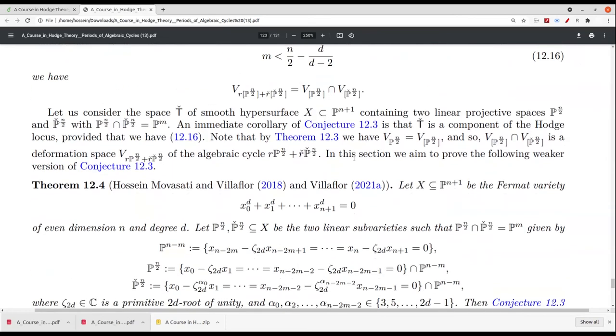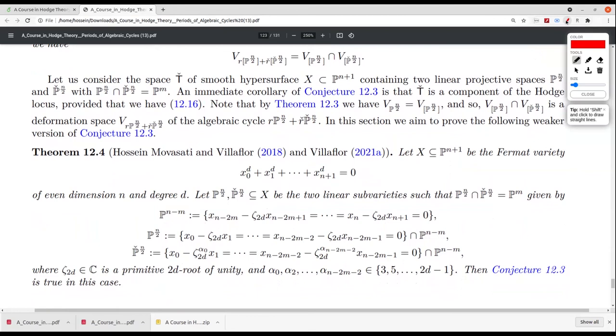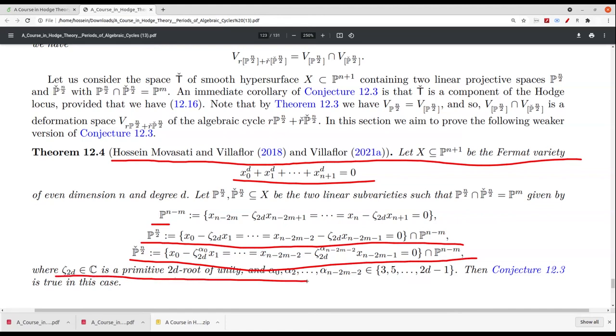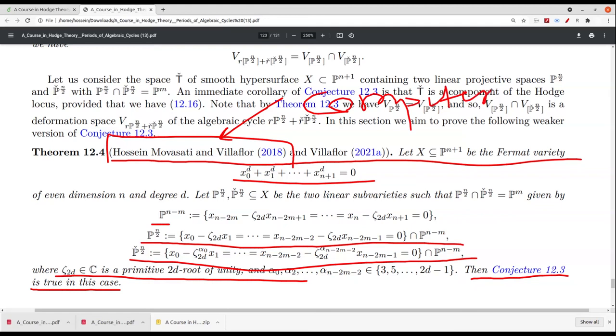So what is the next result? Okay. Taking Fermat, Fermat has a lot of linear cycles. In our case, we have taken these linear cycles, which intersect in some P^m, where zeta_2 are primitive roots of unity. So we can prove the conjecture 12-3 in this case. Maybe I have to say that the proof, in this first article, is based on the computer calculation of the tangent space of the Hodge locus.